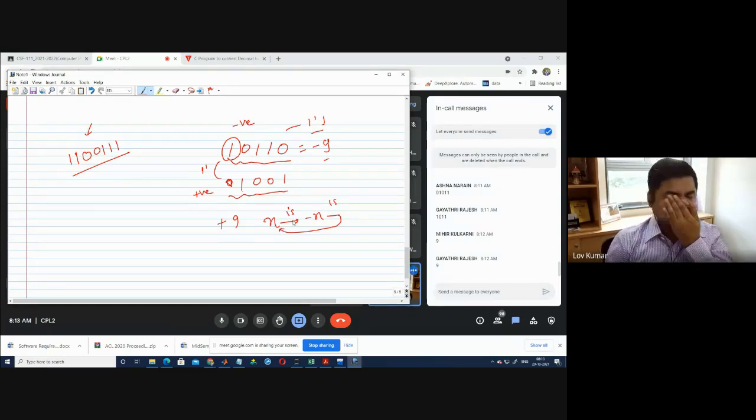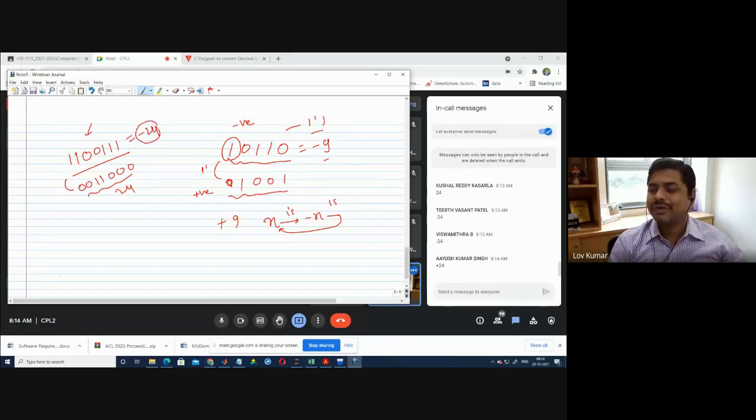So now we will find what value we get. First, this number is negative, because the leading 1 definitely means the number is negative, not positive. Now we have to find the 1s complement of this negative number. We get 0, 0, 1, 1, 0, 0. What is the value? This is 20. So definitely this number is minus 20.